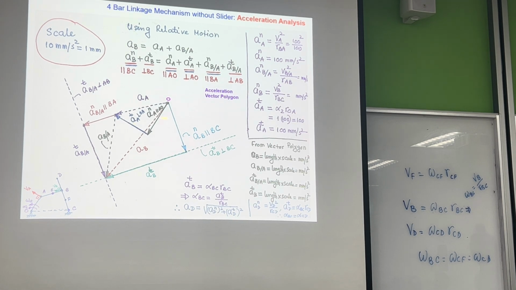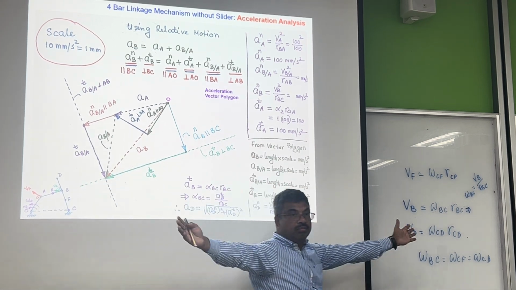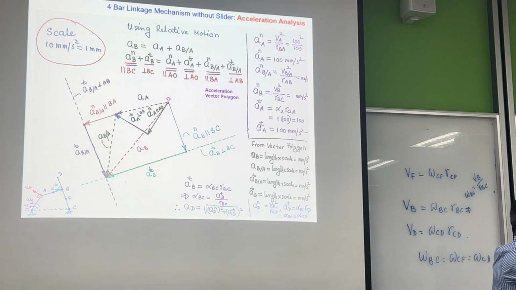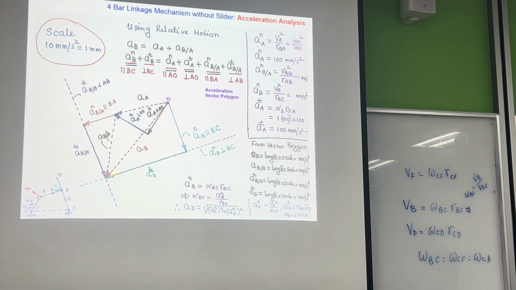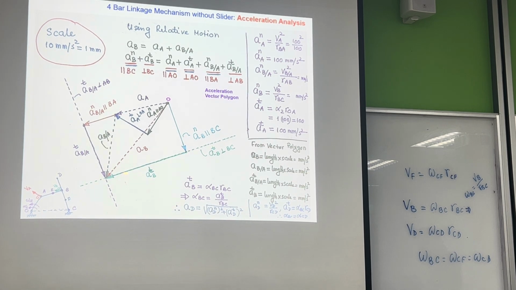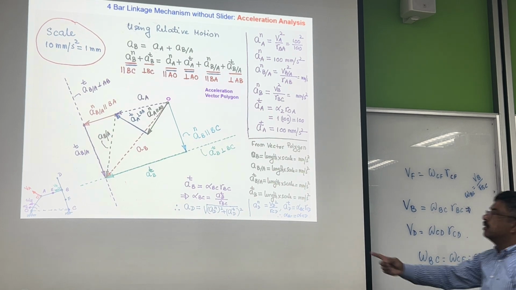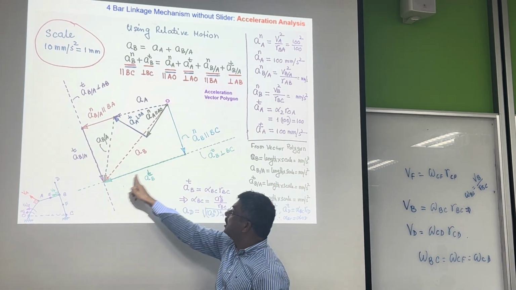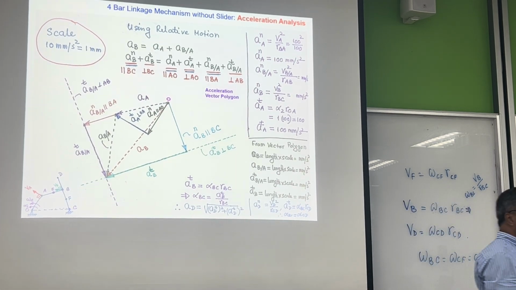If it goes that way and our tangential ABAT goes that way, we can clearly see these two lines will never close the vector polygon, they are diverging. For this vector polygon to close, these two lines have to cross and intersect. Only if our AB tangential from here goes in that direction, and our ABA tangential from here comes downward, only in that condition will this dotted line and this dotted line intersect. There is no other way.